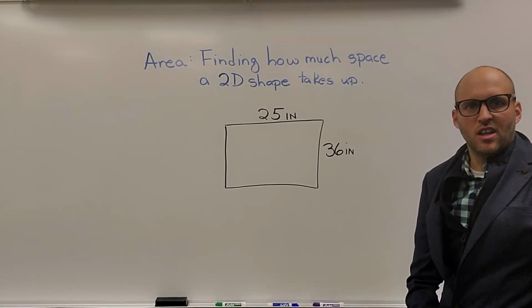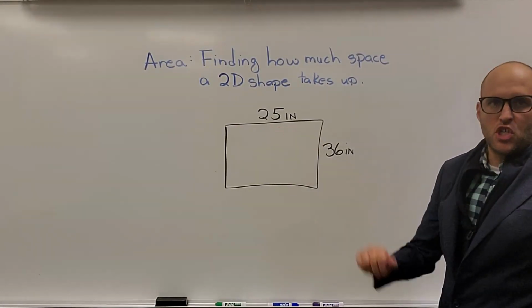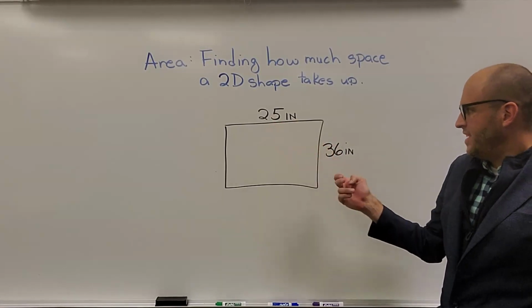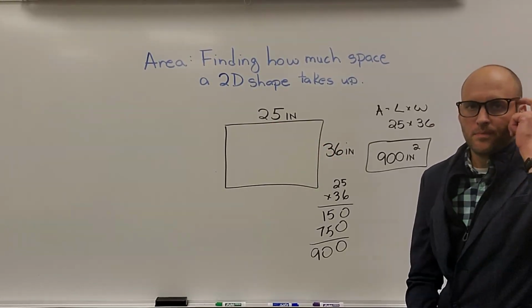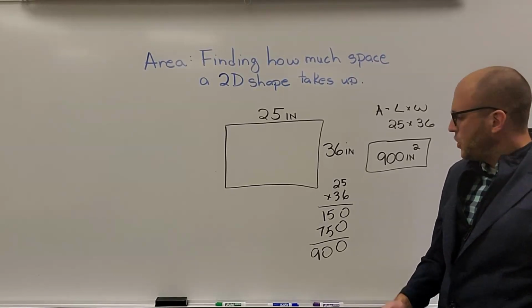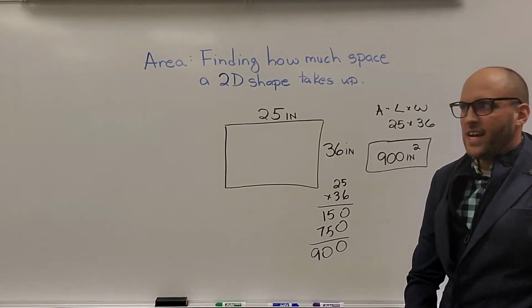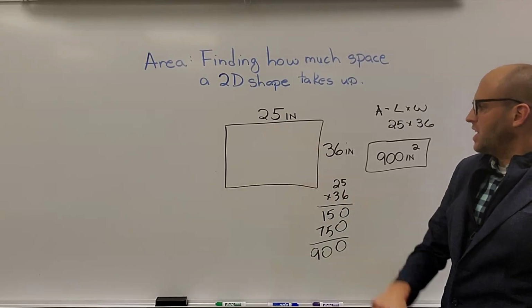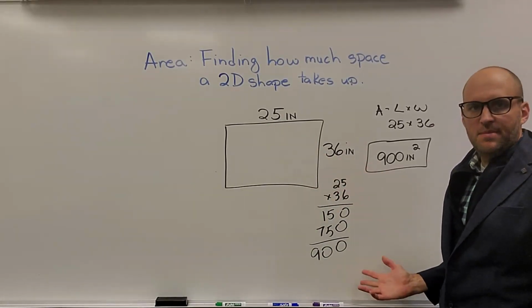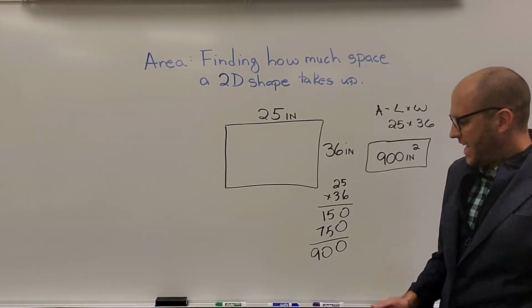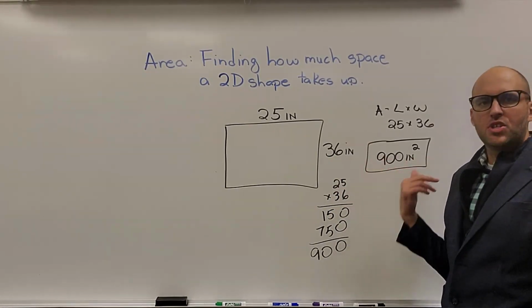All right, friends, for our last problem, I have given you just a straight up area question. We have 25 inches and 36 inches. Find the area. Hopefully, friends, you ended up with 900 inches squared after you multiplied the length of 25 inches by the width of 36 inches. You can see my work down there gives you an answer of 900 inches squared.